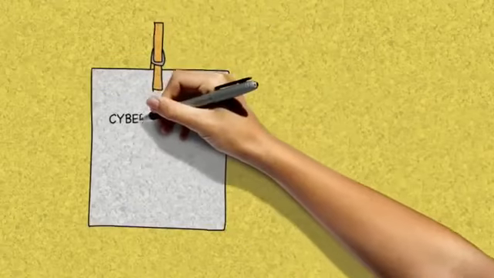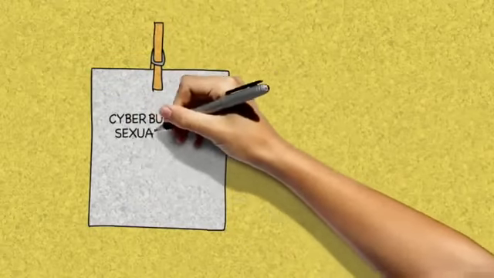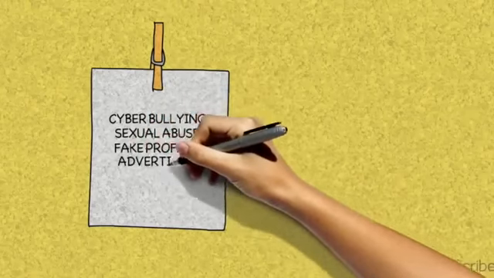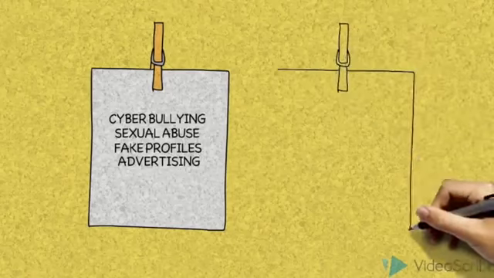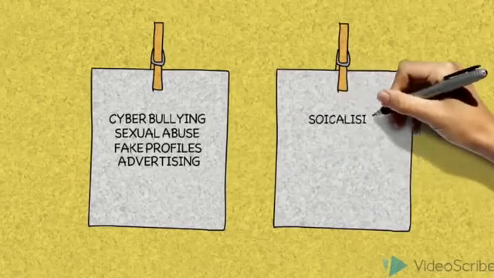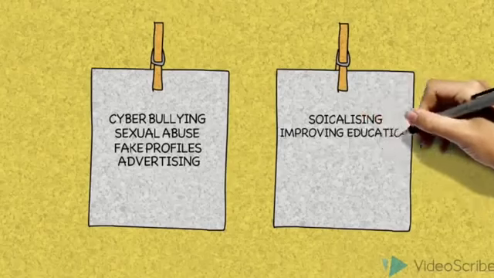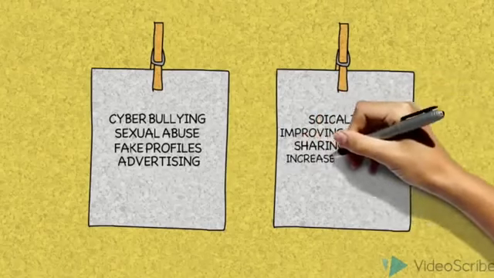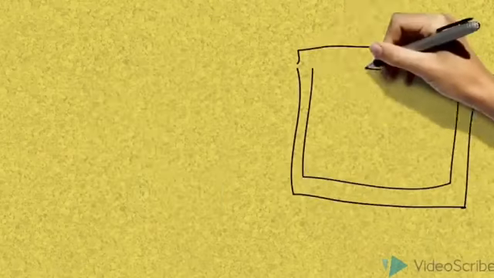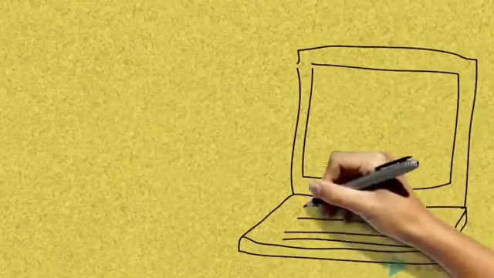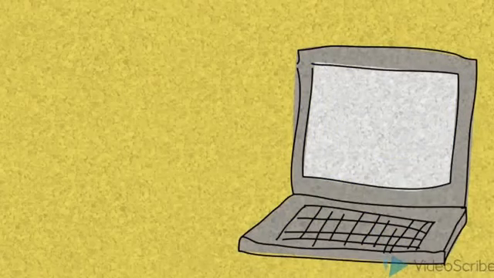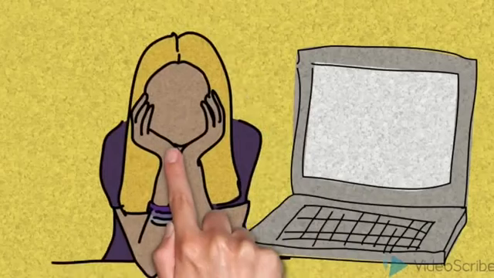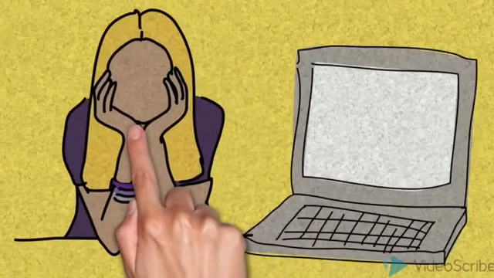Today we've looked at the negatives: cyberbullying, sexual abuse, fake accounts, and advertising. And on the other hand, socialising, improving education, sharing content, and finally increasing self-esteem. So today I've spoken about a few of the pros and cons involved with social networking. By looking at both the positive and negative aspects, you can be aware of any dangers while also enjoying the benefits. Furthermore, you can now share this knowledge with others.